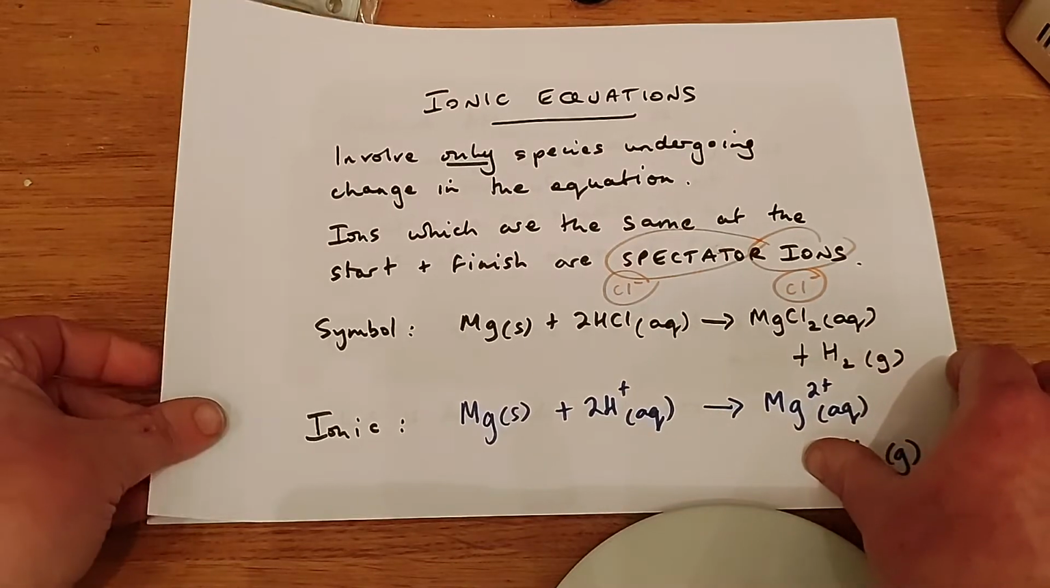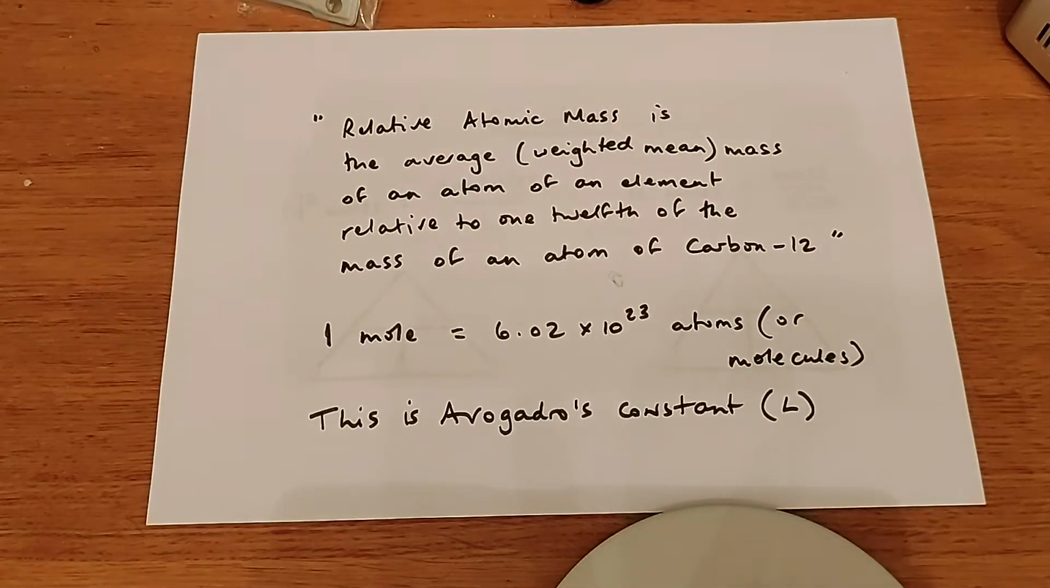So the next part of this topic was about numbers of particles, and what you really need to make sure you know is your definitions for these parts. The relative atomic mass is the average or weighted mean mass of an atom of an element relative to 1/12 of the mass of an atom of carbon-12. 1 mole is 6.02 by 10 to the power of 23 atoms or molecules, depending what you're looking at, and that number is Avogadro's constant.